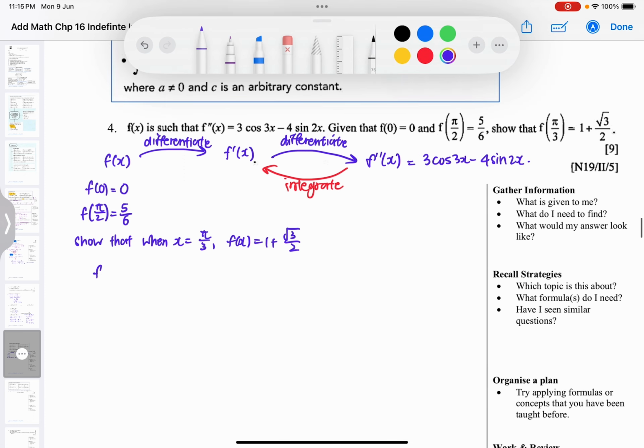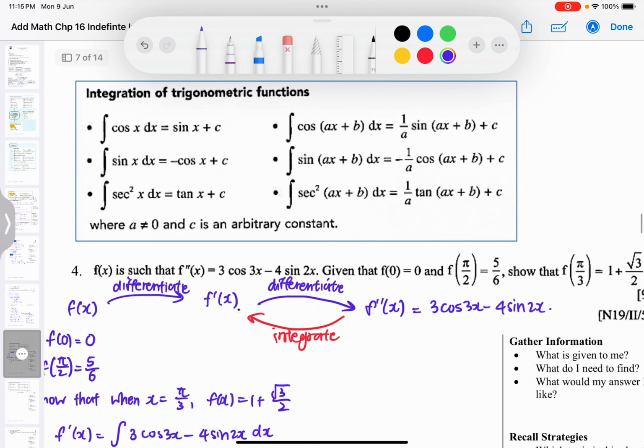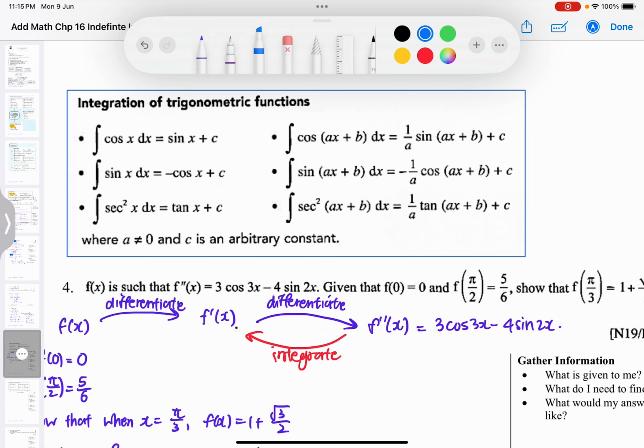Okay, so f prime of x is given by the integral of 3 cos 3x minus 4 sine 2x dx. Okay, so this is just two trigonometric functions, so I'm just going to integrate them separately. Well, the constant or the coefficient of the trigo function can actually be put out to the front. Okay, you don't have to be bothered by it, and then you just focus on integrating the trigo function. So integrating 3 cosine 3x dx. Okay, that will be this one, using this formula.